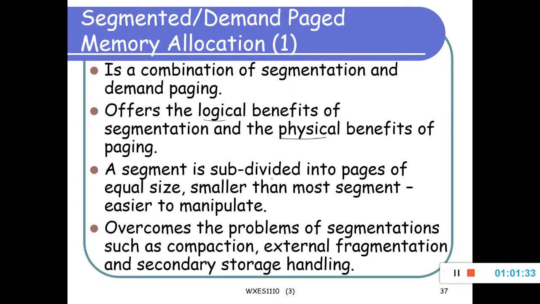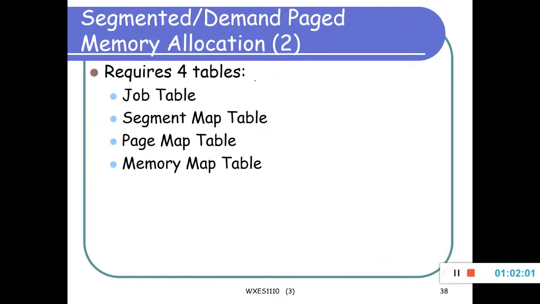A segment is subdivided into pages of equal size, smaller than most segments, and is easier to manipulate. It overcomes the problems of segmentation such as compaction, external fragmentation, and secondary storage handling. So you have four tables. The first one is the job table, then the segment map table, SMT, the page map table, PMT, and the memory map table.